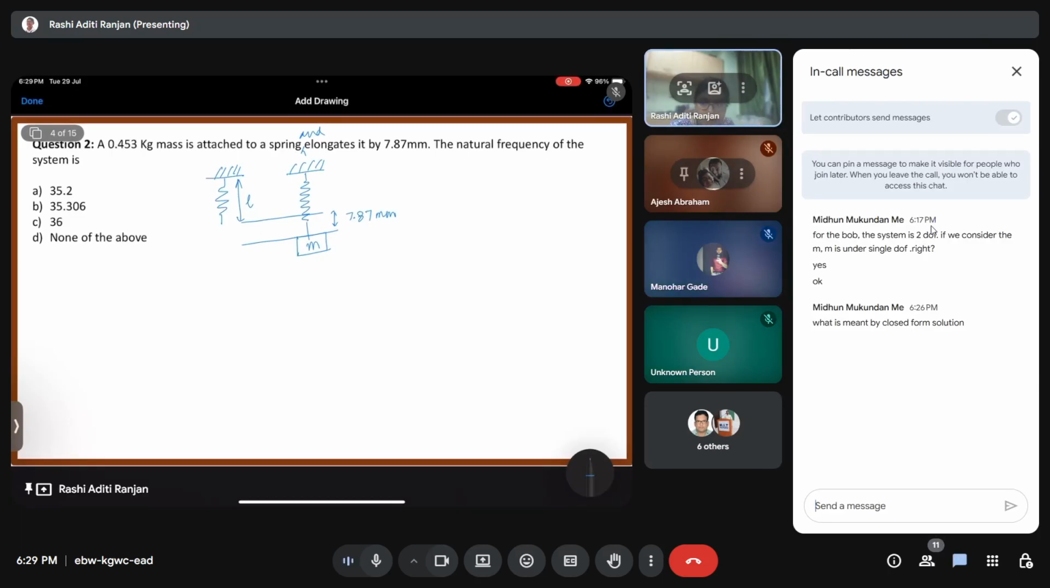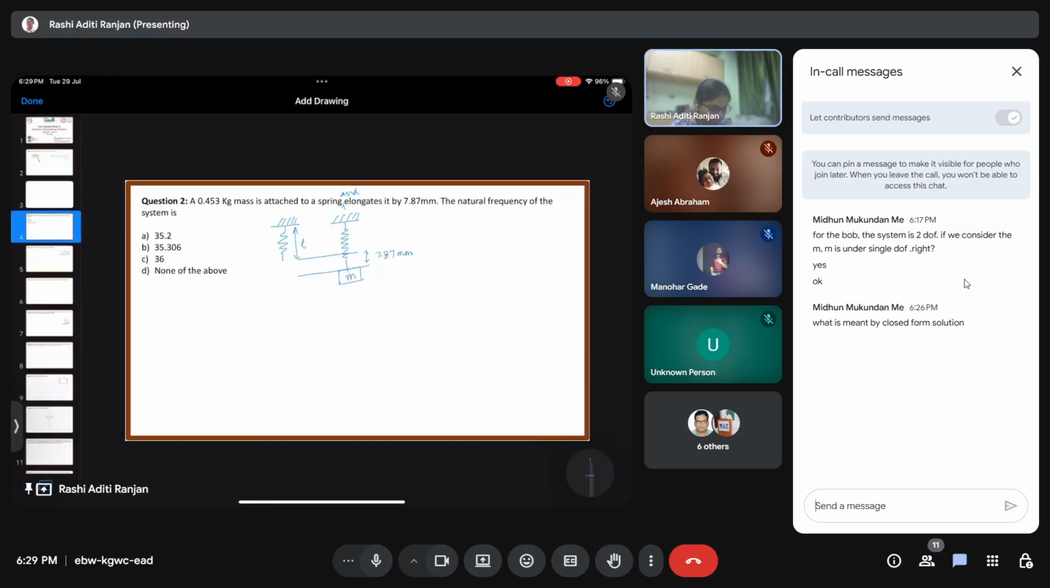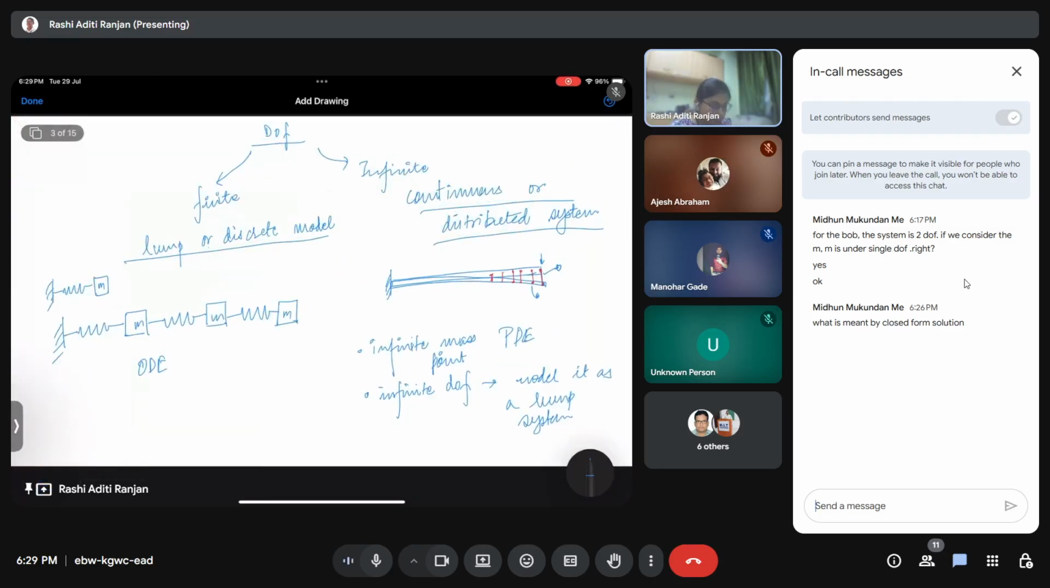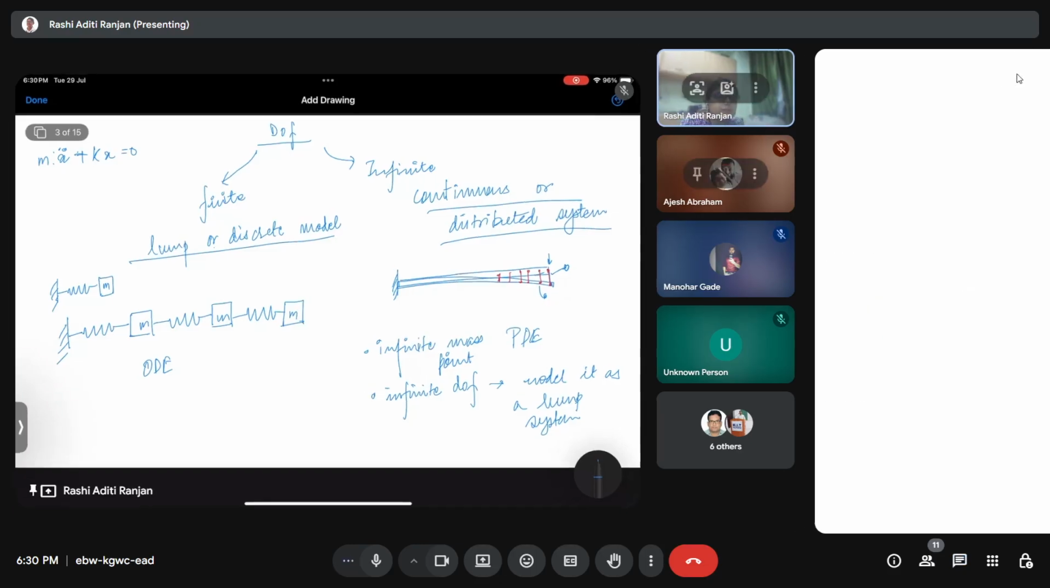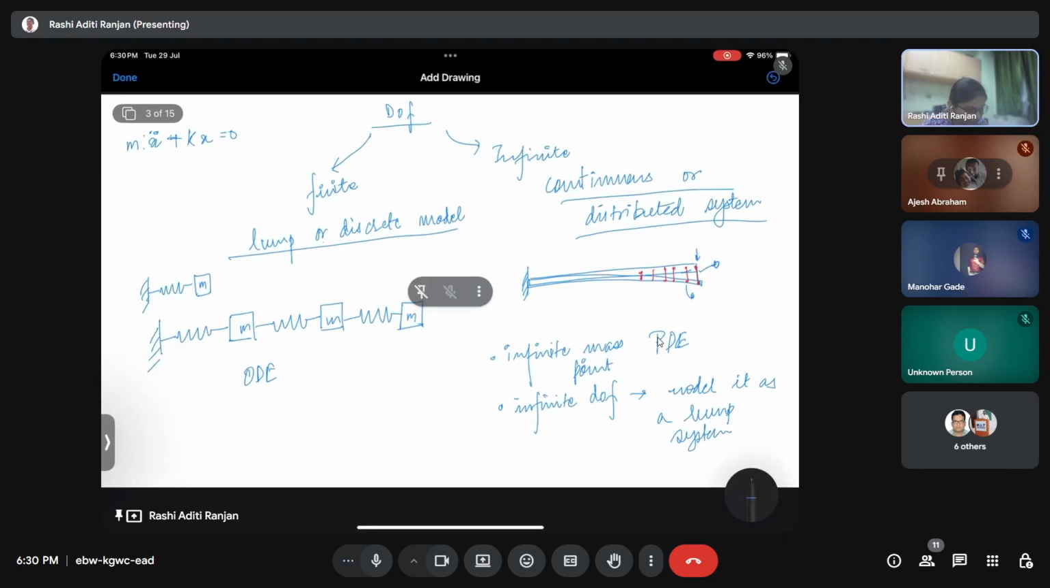Okay, I'm sorry, I missed your question. What is meant by closed form solution? Okay. See over here, just a second, I'll just explain this question. So if I have the equation like m x double dot plus k x is equal to 0, and if I solve this differential equation, I hope you people must have studied. Okay, fine, if you have understood.